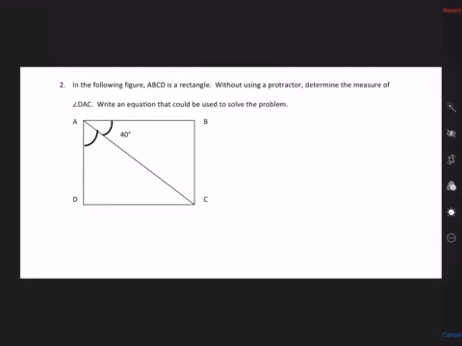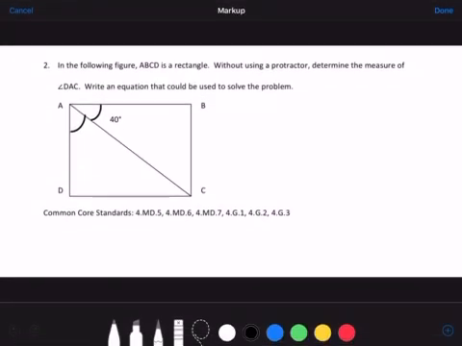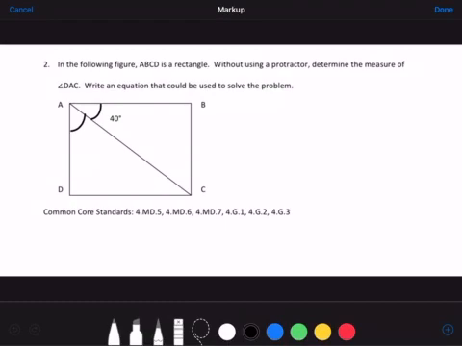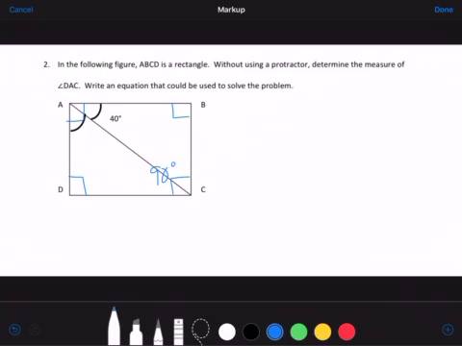Problem 2 says, in the following figure, ABCD is a rectangle. The reason they tell you that is so that you know that you have right angles in each of the corners, because that tells us something. What does it tell us that those angles are exactly 90 degrees? That's exactly what it tells us, that they're exactly 90 degrees. So without using a protractor, determine the measure of angle DAC. Remember that the A is in the middle, so that means it's got to be here. So we have angle DAC. That's what we're looking at.